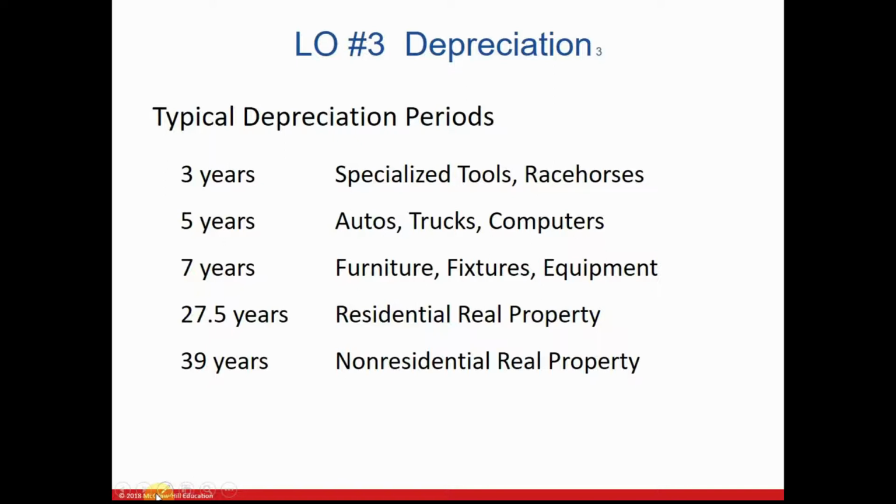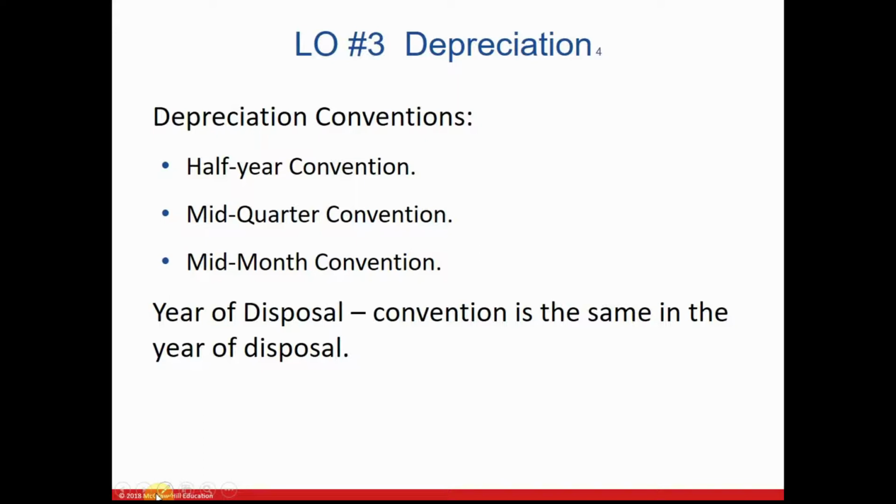Furniture, fixtures, and equipment, for example, would be depreciated over 7 years. Residential real estate over 27.5 years. And then non-residential real estate, such as commercial property, over 39 years. Autos and trucks and computers, a very common depreciation classification, are depreciated over 5 years. And as I mentioned, real property is depreciated not on an accelerated basis, but on a straight line basis.